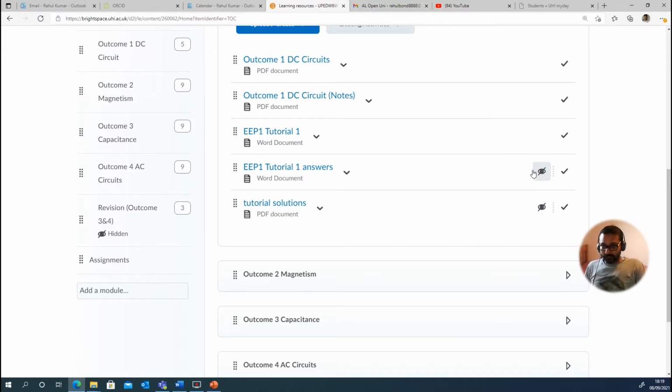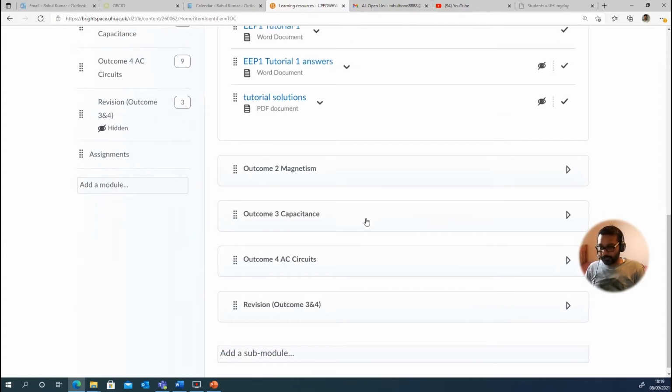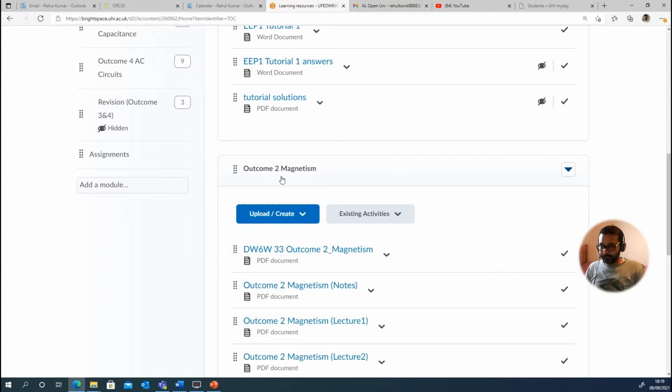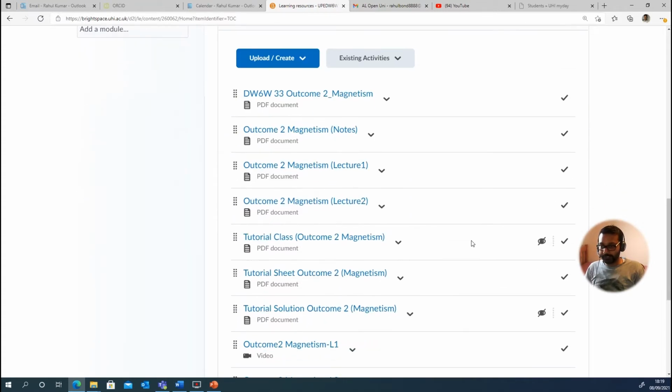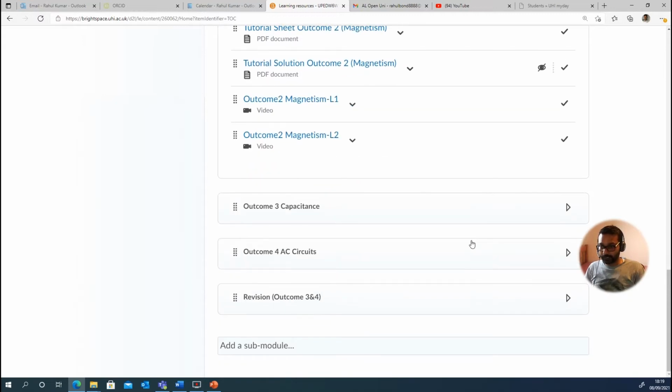Currently the solution for the tutorial sheet will be hidden, right? It won't be visible for you. But once we take the tutorial classes, or during those tutorial classes, these answers will be made available to you. And similarly, you have the learning resources for outcomes 2, 3, and 4. So you can have a look at them.